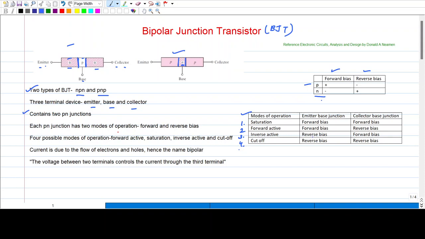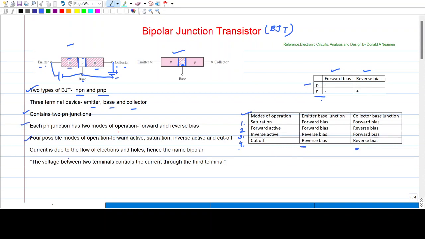For example, if you apply a reverse bias to the emitter-base junction, so this is emitter and this is base, what does it mean? The N-type should be connected to the positive terminal and this P-type connected to the negative terminal. So this is a reverse bias applied to the emitter-base junction, and a reverse bias applied to the collector-base junction too. N is connected to the positive terminal and this P is connected to the negative terminal. So we have applied a reverse bias to both these junctions. Under this condition, the transistor will be operating in the cutoff mode. So there are four different modes of operation.